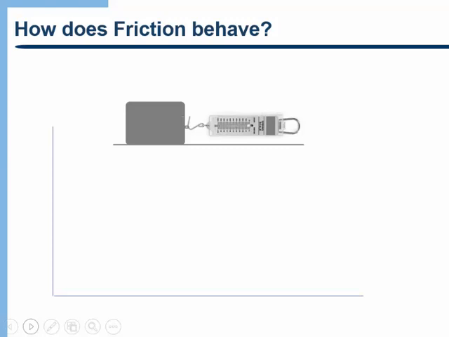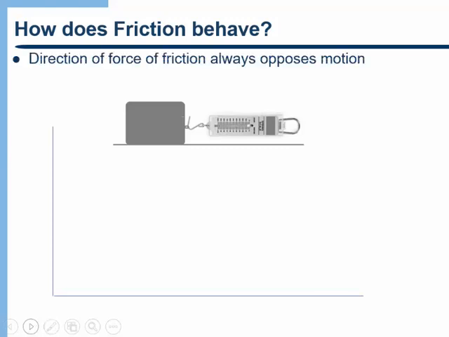Now let's get into the details of friction. So how does friction behave? If we just set up a very simple experiment, we would be able to learn a few things about friction. Some things we already know, though. We know that friction is always opposite the direction of motion. So if I'm pulling this block to the right, I know that friction is going to be acting to the left.